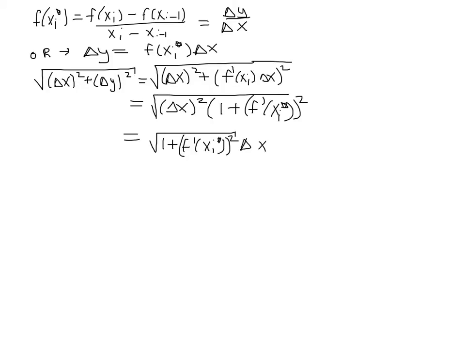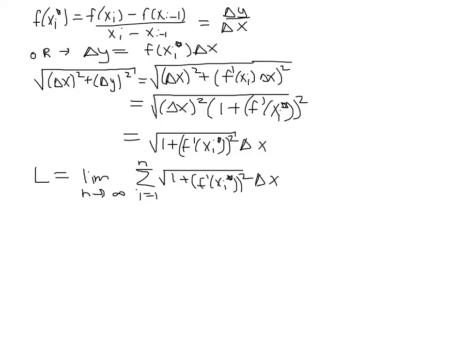squared delta x. And that is the length of the straight line between p sub i minus 1 and p sub i. Now the exact length is given as a limit as n goes to infinity of a sum of these things from i equals 1 to n of this expression. And by definition, this is an integral from a to b of the root 1 plus f prime of x squared dx.